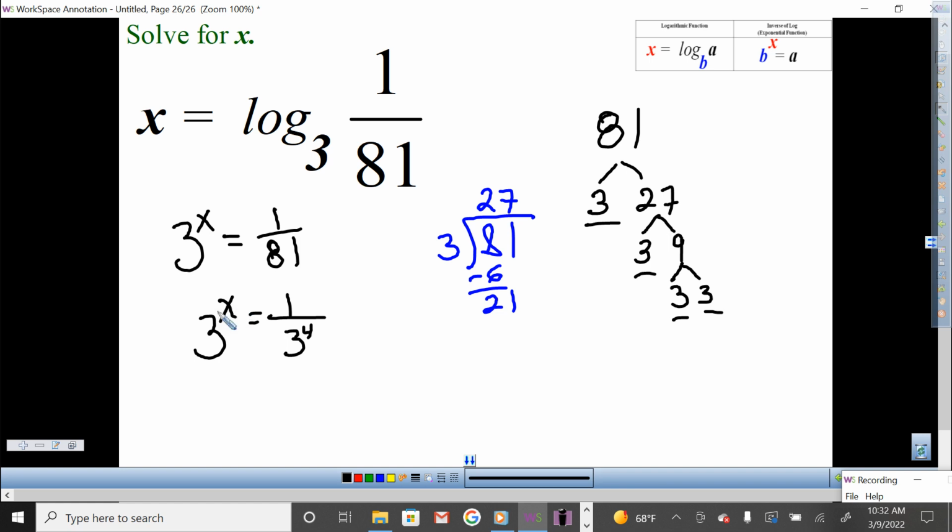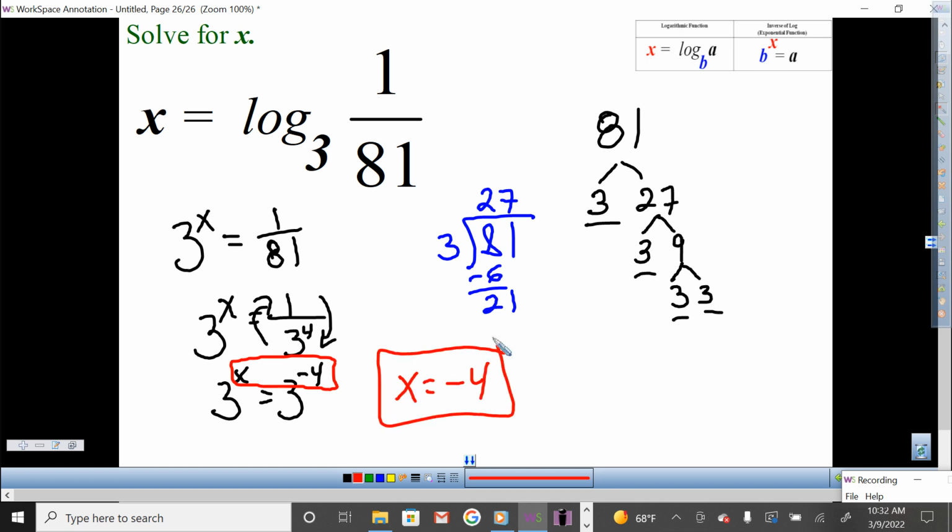Hands if you got it right there. Okay? Now, can we leave it in the denominator? No. We do the reciprocal. That means we have 3 to the negative 4 equals 3 to the x. And then we look at the exponents. That means x equals negative 4. Hands if you got that. Okay? Some of you just needed to figure out how to get the same base for that number. So make sure you start with a division, write it as factors, and then continue from there.